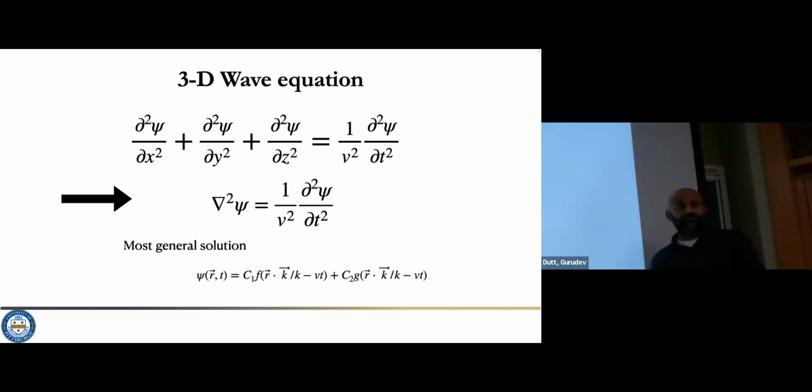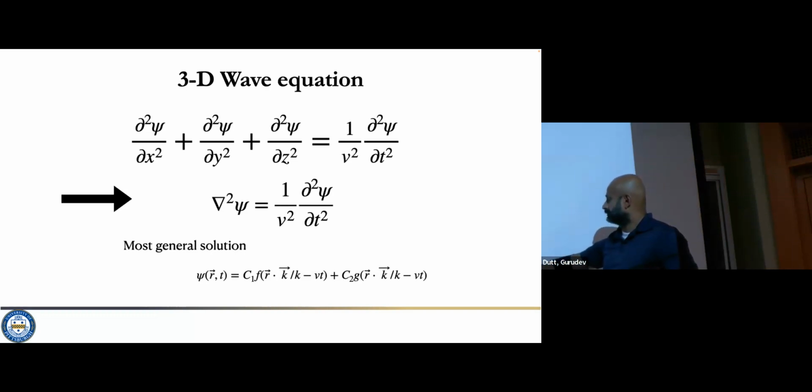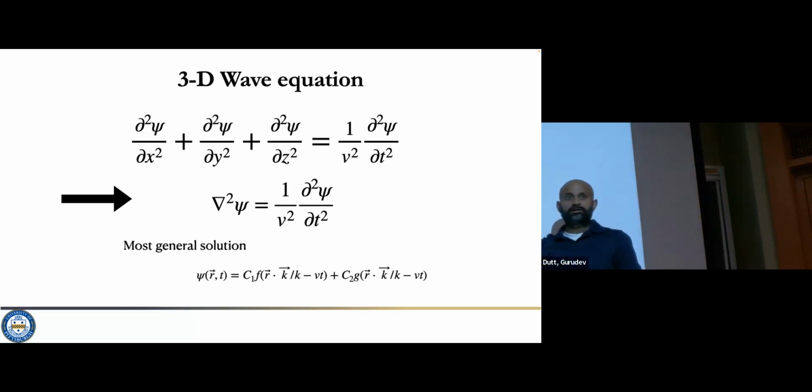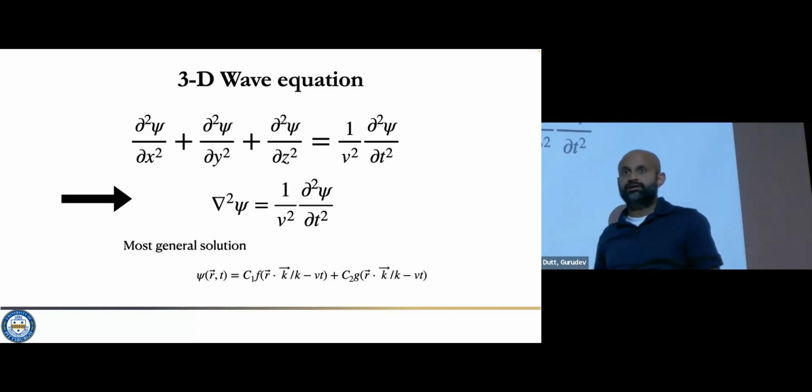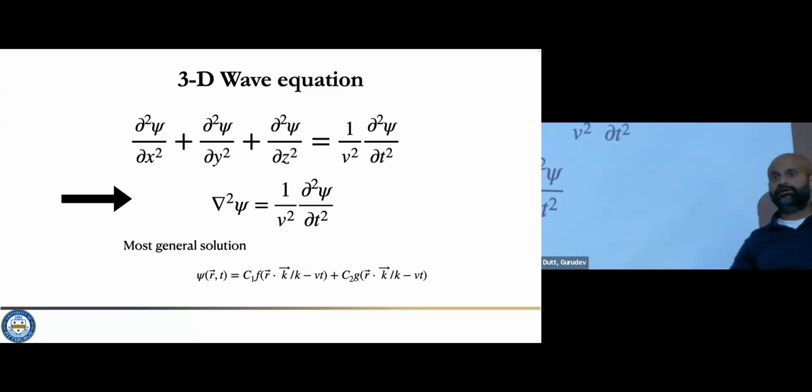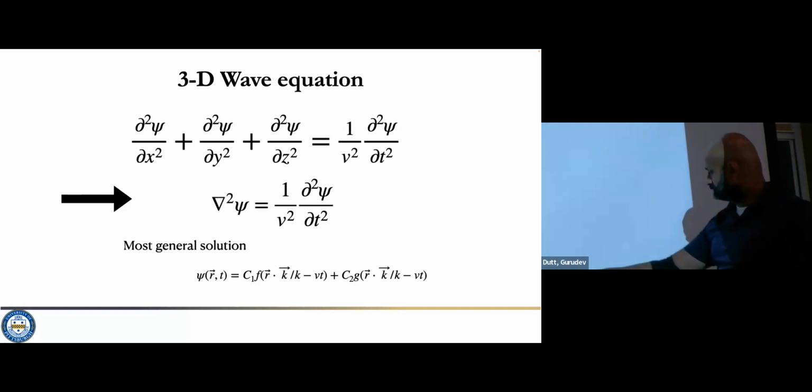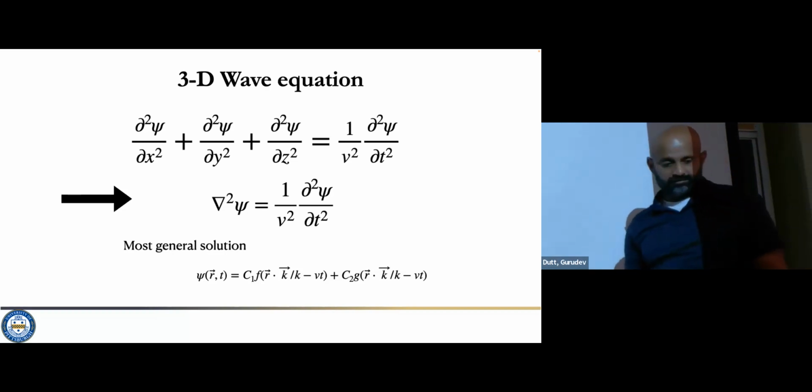That is the most general solution. Again, you can write down the solution by just thinking about what we already saw in one dimension, where the general solution to the wave equation was f of x minus vt plus some function g of x plus vt. Sorry, this should be plus. Sorry about that.